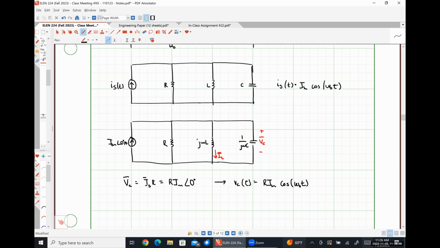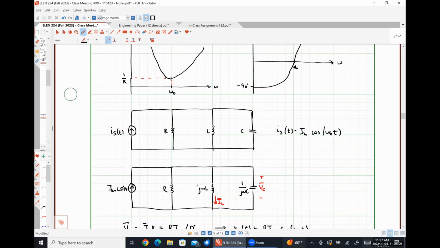So at resonance, that represents when our admittance is at its minimum, which in turn represents when our impedance is at its maximum. Okay. So at the resonant frequency, let me scroll up here.